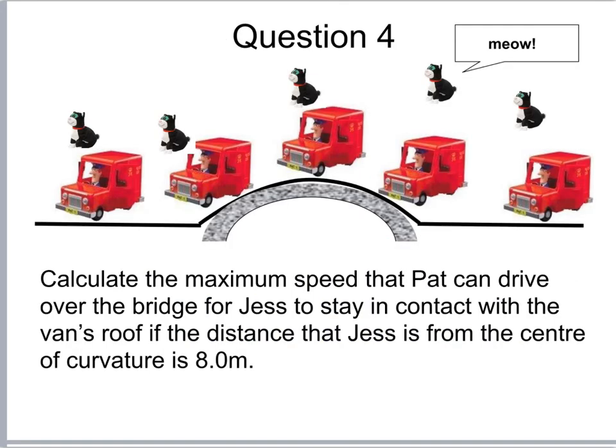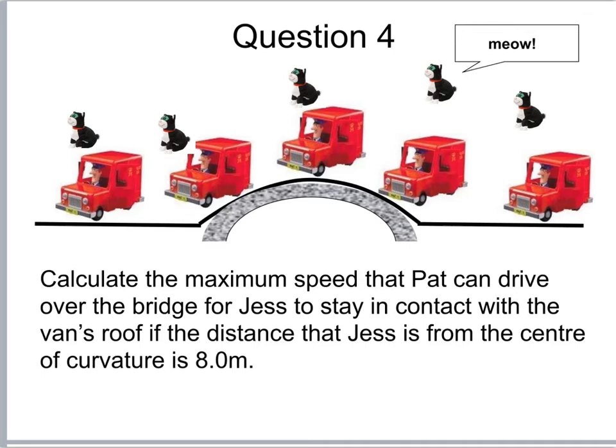We're going to look at a slightly more challenging question here, question 4. It wants you to calculate the maximum speed that Pat could drive over the bridge for Jess to stay in contact with the van's roof. I don't know if there are any Postman Pat fans out there, but imagine Postman Pat driving along, he's forgotten to put Jess in the van, Jess is sat on the roof, and as he comes flying over the bridge, what's the maximum speed that would allow Pat to drive over the bridge and keep Jess in contact with the van's roof?